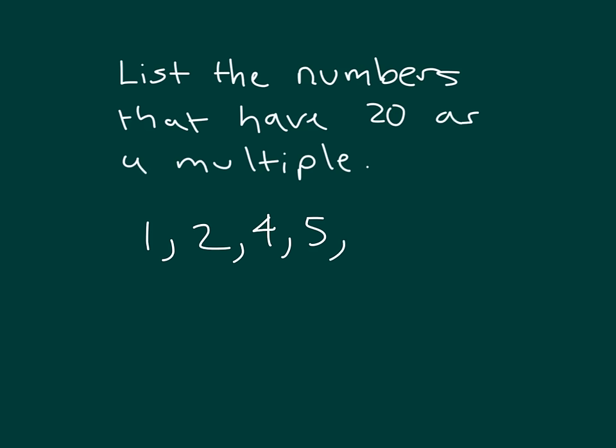How about 6? Nope. 7? 7, 14, 21. Nope. How about 8? 8, 16, 24. Nope. 9? 9, 18, 27. Nope. We're over 20. That's why. 10? Yep. 10, 20. Hey, look. When we list the numbers that have 20 as a multiple, guess what? These are the factors of 20. We'd also have 20 as well. 20 times 1 is 20. So when it says this problem here, list the numbers that have 20 as a multiple, we'd have that there. Please be very careful with understanding what a multiple is.